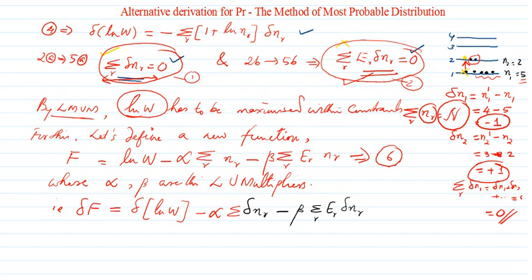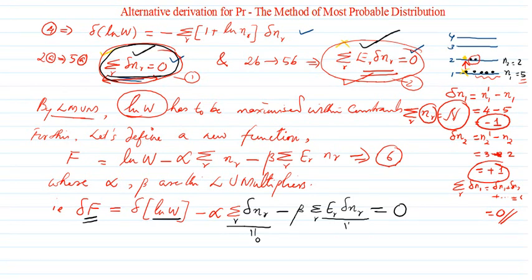Now this delta f must be equal to 0. What does putting this equation equal to 0 mean? It means that we are actually maximizing f, whereas we actually wanted to maximize log w. And you can understand that maximizing f is meaningful. Why? Because from equation 5a, sum over r delta nr is already equal to 0, so this term is equal to 0. And sum over r er delta nr is also equal to 0 from this relationship.